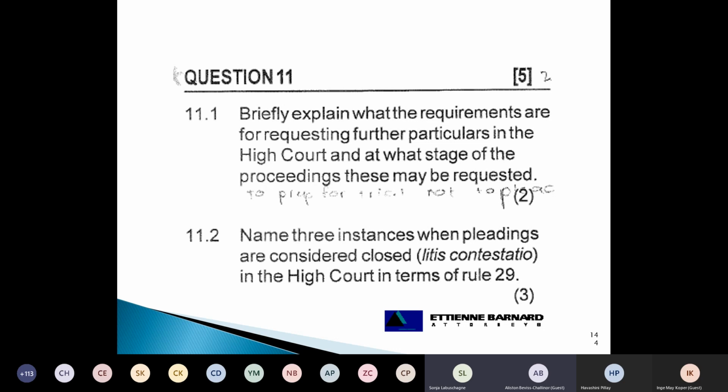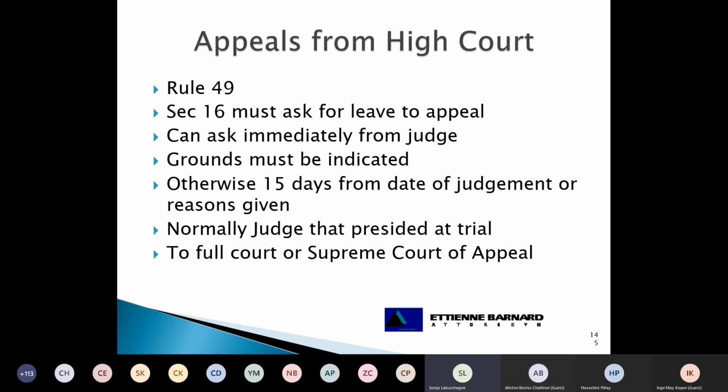Okay, so we have appeals and review. We're going to just look at appeals now. Remember, when you do magistrate's court, you get an appeal from the magistrate's court to the high court. That's automatic. You don't have to ask for leave to appeal.